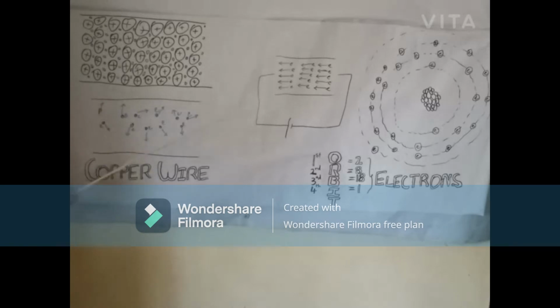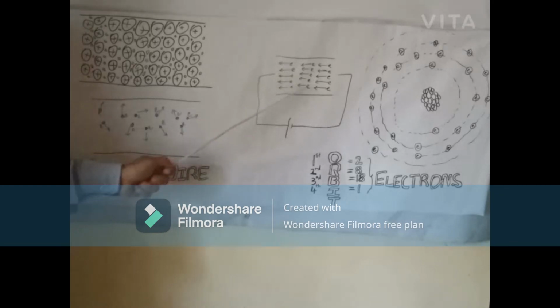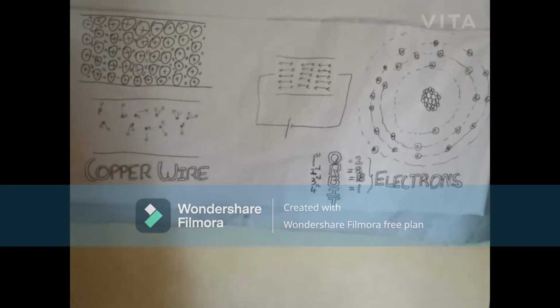When a voltage source or a battery is connected across the copper wire, you can see what is happening: since electrons are electronegative, they tend to move towards the positive terminal. So you can see they are moving in a particular direction. This is called the electromotive force. Electrons are pushed to the positive end of the cell or the battery. So this is the concept behind the electromotive force of the cell.